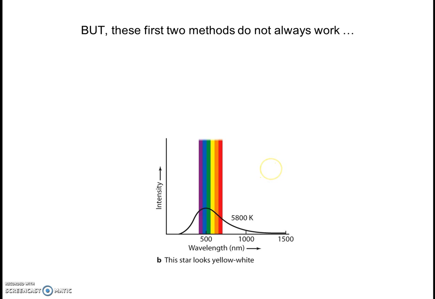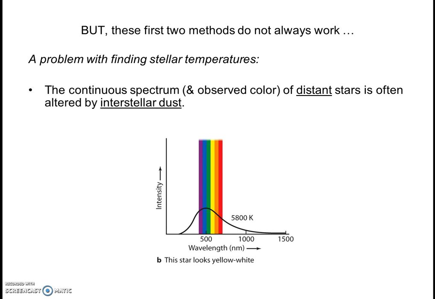So if we were to estimate the temperature of the sun just by looking at the sun when it's rising or setting, we would underestimate the surface temperature. We would say, oh, it's not 5,800 degrees. It's only maybe 4,000 or 4,500 degrees. That's the problem we have with distant stars within our galaxy. Okay? So the continuous spectrum of distant stars is altered by interstellar dust.